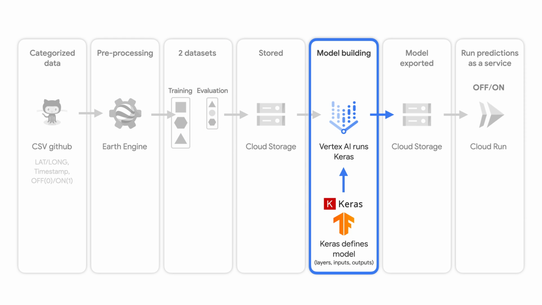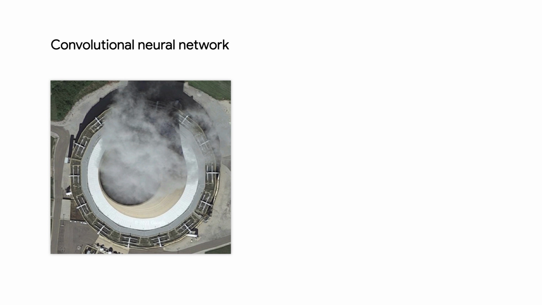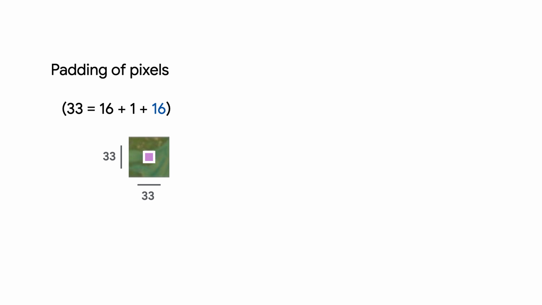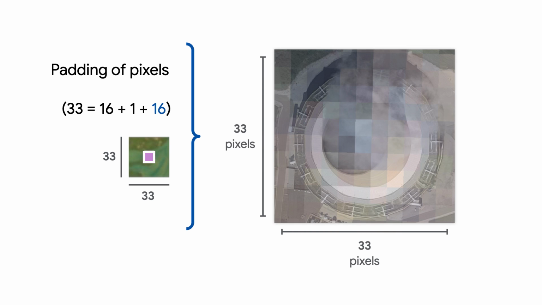Next, we use Vertex AI, Google's machine learning platform, to train and validate the model. We use a convolutional neural network, which is an ML technique that works well with image data. It receives a patch of pixels where the power plant is at its center. And as a friendly note, each pixel in Sentinel-2 is approximately 10 meters, so we decided to use a padding of 16 pixels around the plant. That means that our 33 by 33 patch is around 330 meters by 330 meters.